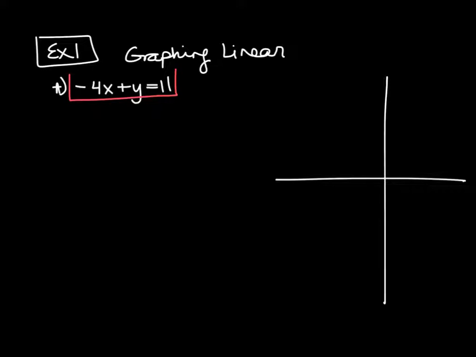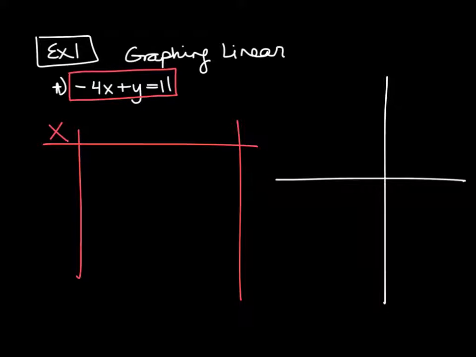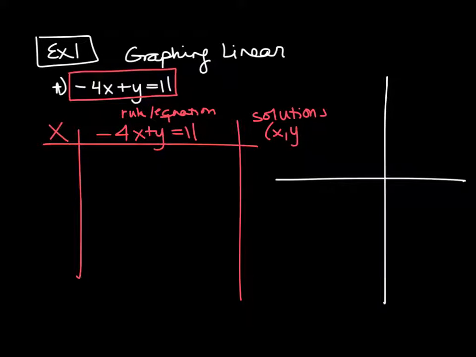So this is the equation that they've given us, and I'm going to start by making myself a table of values. X, remember in the middle is where my rule or my equation goes. So I'm just going to copy my rule or equation there, negative 4x plus y equals 11. And on the far side, I'm not going to call the far side y, I'm going to call the far side solutions. So solutions are going to be written x comma y.